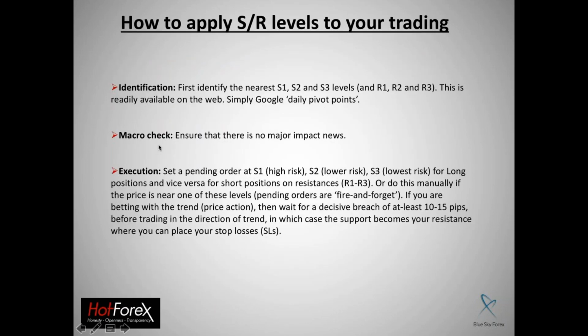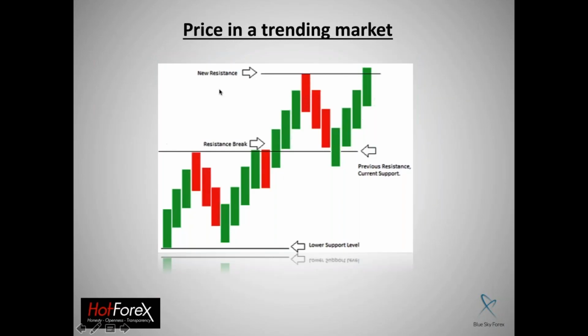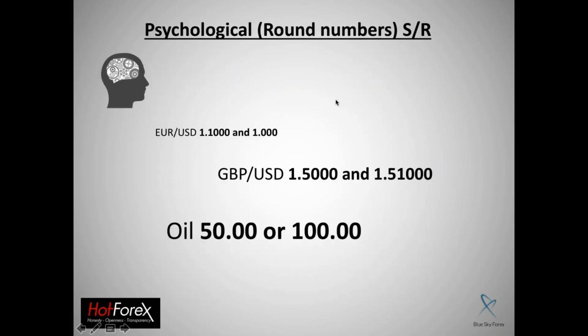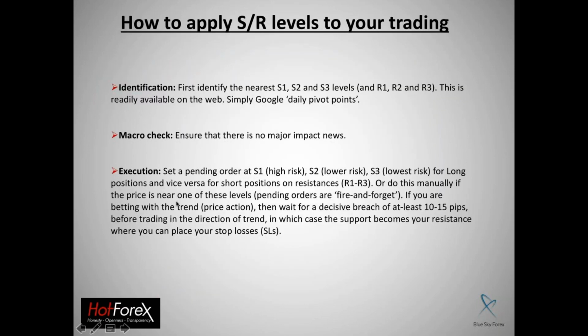So identify, then do a macro check. Make sure you're not going to get screwed over by news if you're trading a range-bound market, because that can destroy your stops. That can destroy the support resistance levels very easily. I call that a macro check. And with regards to execution, use pending orders. You don't have to stay there looking at charts. Use pending orders. Use your trailing stops.